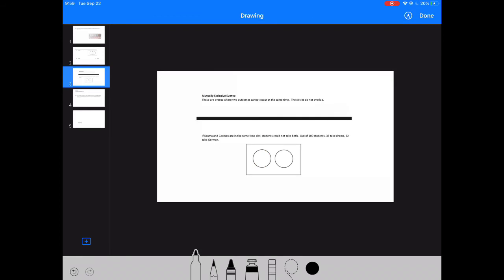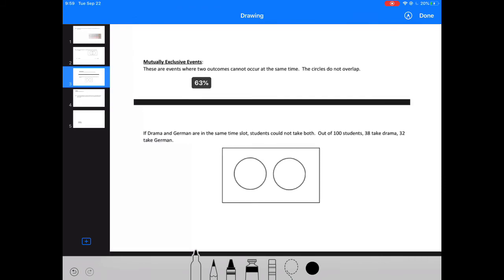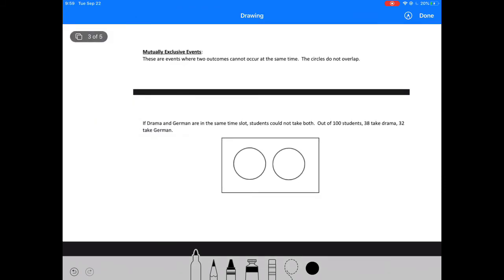Okay. The second piece of this is what's called mutually exclusive events, and that's where you have events where two outcomes can't occur at the same time. The circles just don't overlap in the Venn diagram. So for example, if drama and German are in the same time slot, students can't take both. So out of 100 students, we have 38 take drama, and we've got 32 take German. That leaves us with 30 left over. So that means that our number in the intersection is 0. The probability of being in that group is 0.